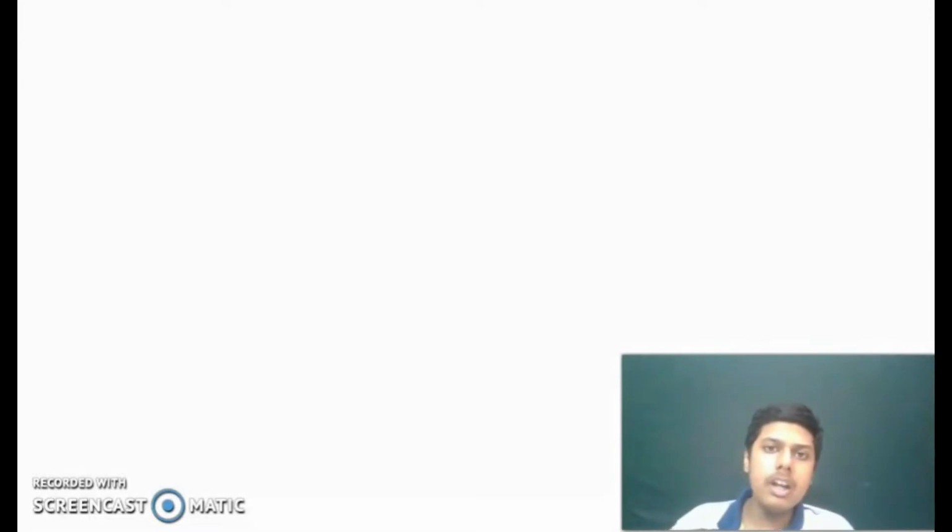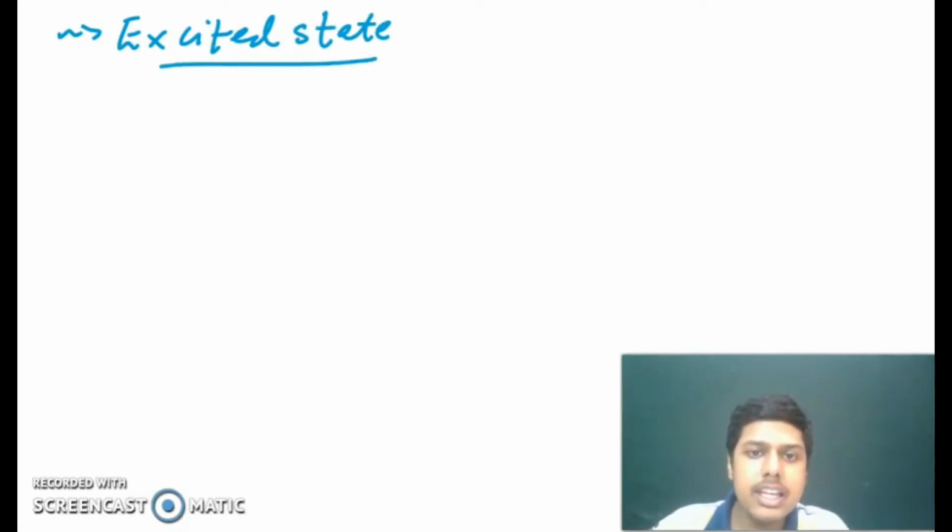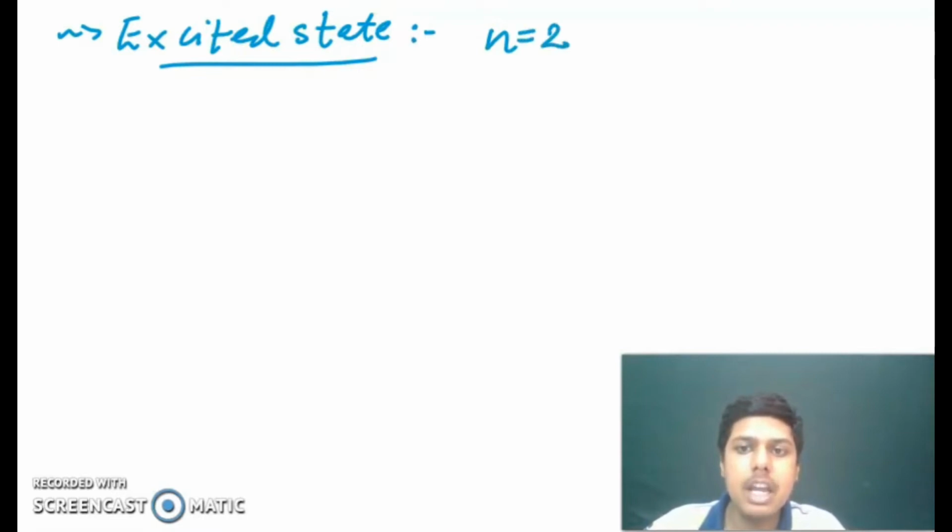Now in the previous one, I dealt till the ground state. Let us start the excited state. First of all, what is the excited state? Excited state is any state other than the ground state of atom. Such as the ground state of atom is n equals 1. That means excited state can be n equals 2, n equals 3 or anything.